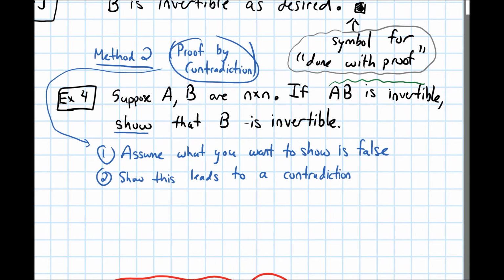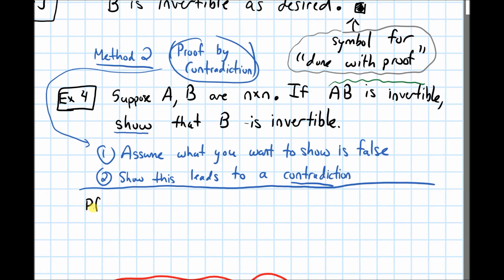If that leads to a contradiction, it means that the assumption that you began with, that what you wanted to show is false, is wrong. And if that's wrong, that means what you wanted to show is actually true. And that will complete the proof. Okay, so what does that look like? Let's do a proof by contradiction for this problem.